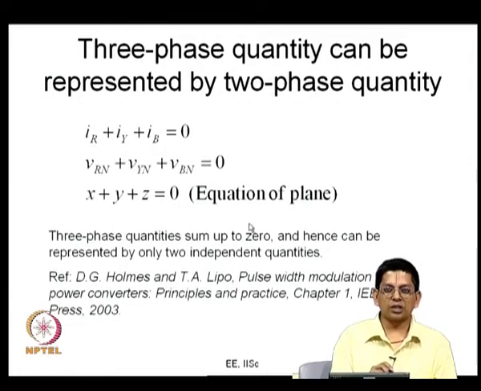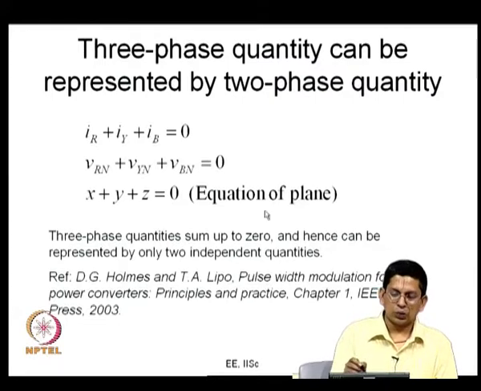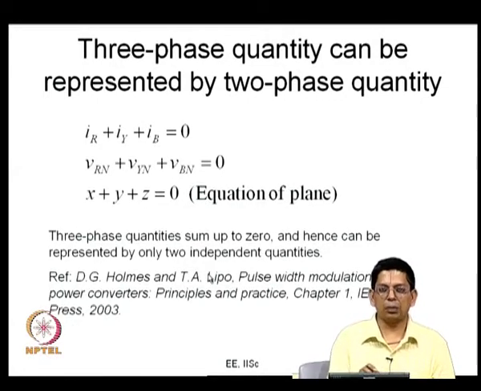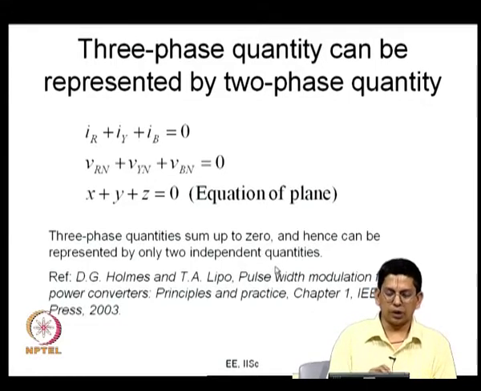And how many dimensions does a plane have? Only 2 dimensions. So, a 2 dimensional space can be spanned by simply 2 orthogonal vectors. So, a 3 phase quantity like this can be represented by just a 2 phase quantity I alpha and I beta. Similarly, a 3 phase quantity such as this can be represented by 2 phase quantities, namely V alpha and V beta. That is the model of this. The 3 phase quantities sum up to 0 and they can be represented by only 2 independent quantities now.